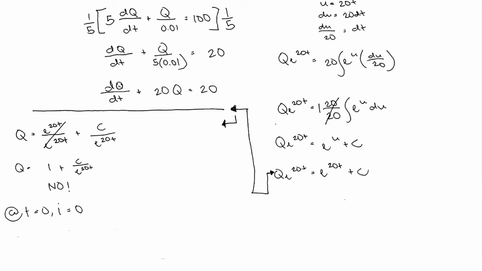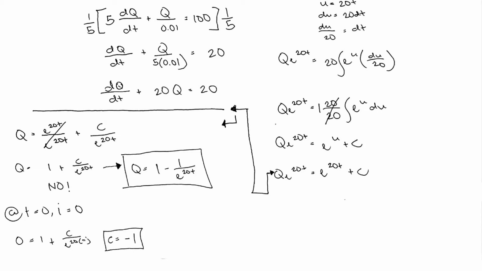When time is equal to 0, current is equal to 0. Because of this, we can conclude that there is no charge. Charge is also 0. We have 0 is equal to 1 plus C over e raised to 20 times 0, which is equal to 1. We have C is equal to negative 1. Let's go back to this equation and substitute the C value. We will have q is equal to 1 minus 1 over e raised to 20t. This is our equation to find the charge at any time.